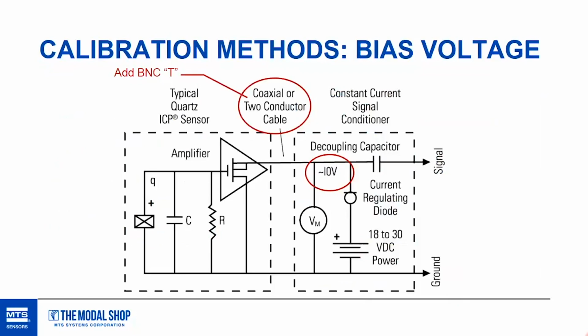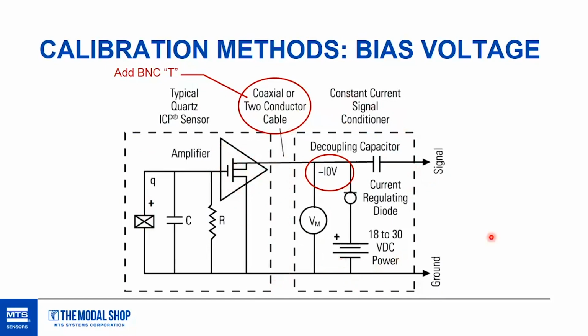If we come in here and look at the left, it's a dotted box that really represents our sensor. We have capacitance and a resistance. We have a crystal in here with some charge output and an ICP circuit, which often is a MOSFET or JFET inside the sensor. And then outside of the sensor, we have a 2-conductor cable, and that is connected to some form of signal conditioning, a constant current signal conditioner, ICP or IEPE signal conditioner.